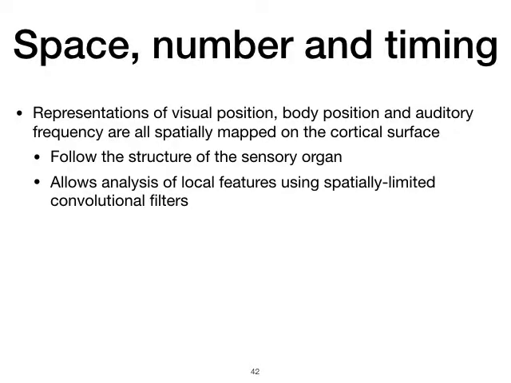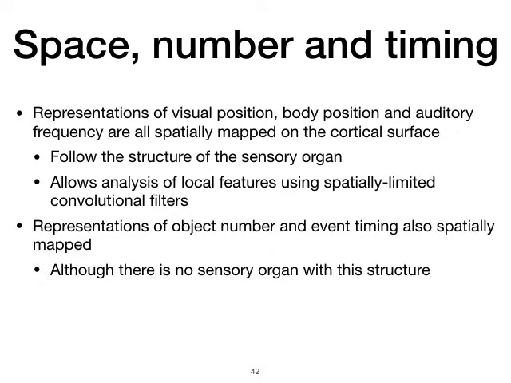So, to summarize this, right, representations of visual position, body position, and auditory frequency have long been known to be spatially mapped onto the cortical surface, and these follow the structure of sensory organs. This allows analysis of local features within those maps using spatially limited convolutional filters, as we've seen a few times now.